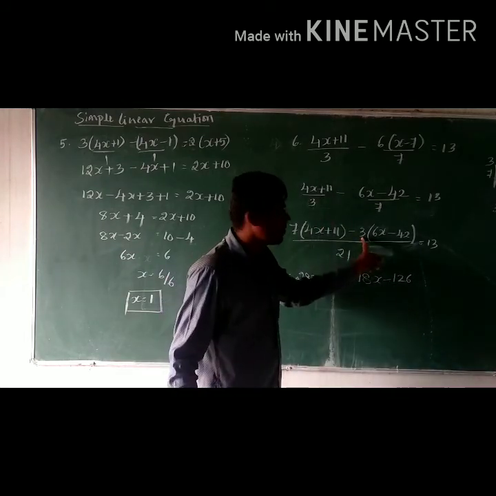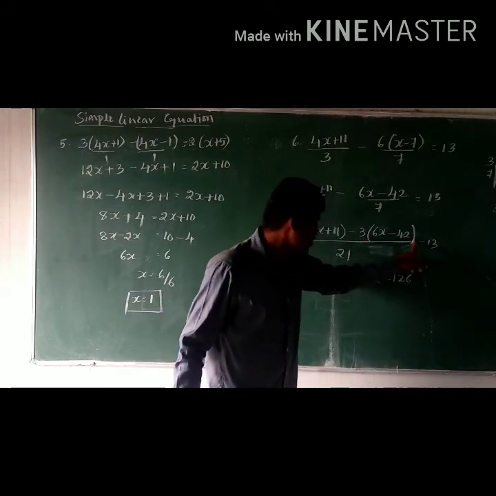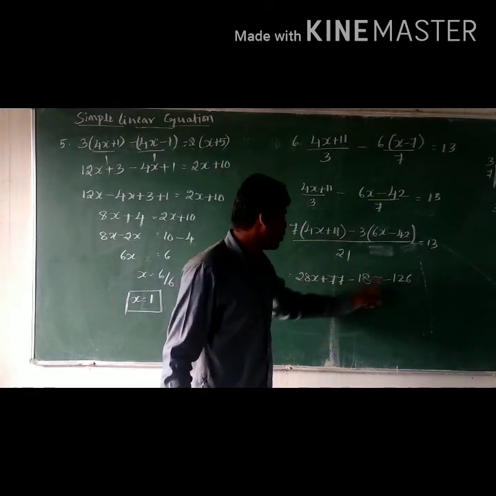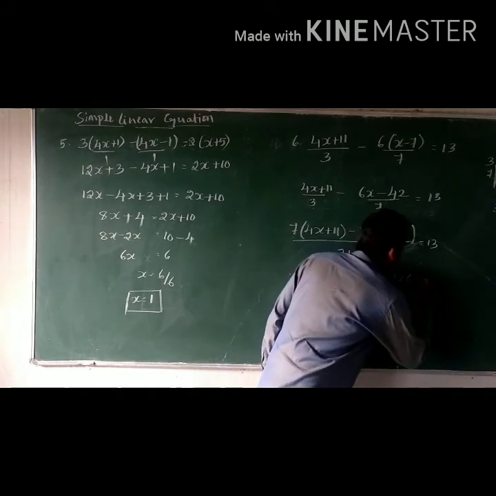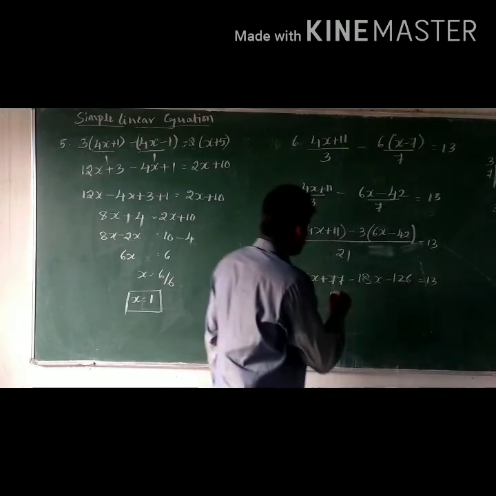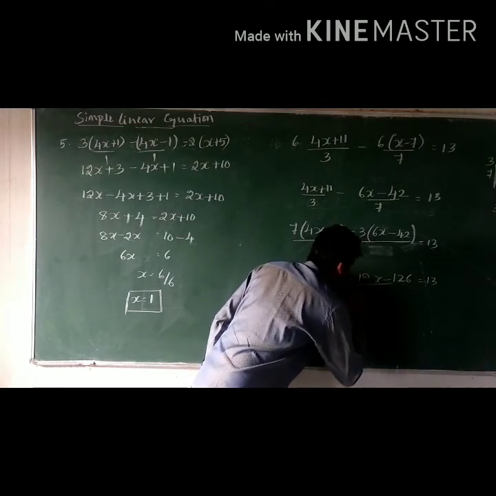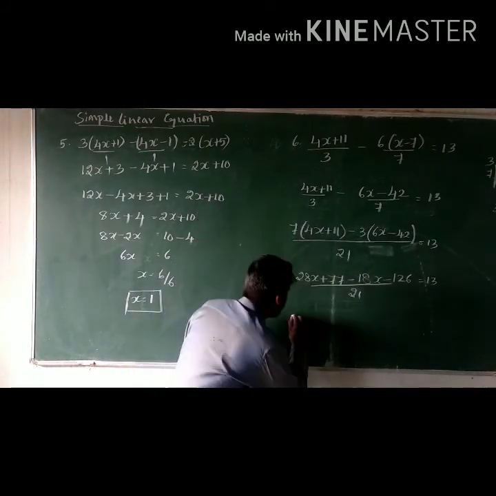Now with the help of this 3, we are going to multiply this total equation. With the help of this 7, we are going to multiply this total equation. Now we need the 126. Now we write the 13, then the 21 should be written the same. We are ready for the 21.